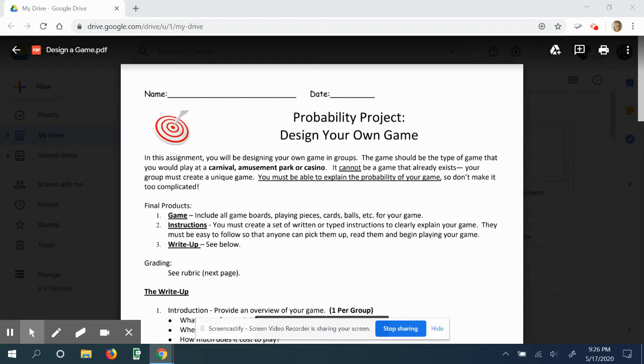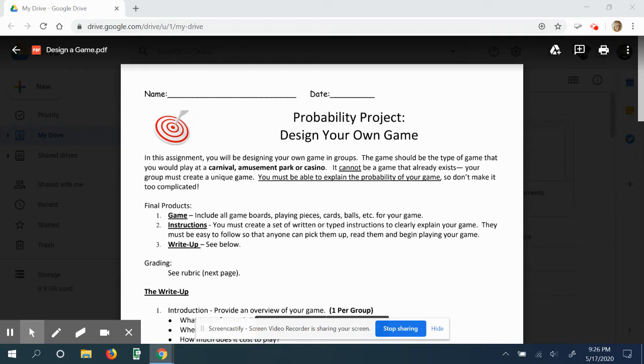Now, for this assignment, you design any sort of game that you'd like, anything like a carnival, an amusement park, or some sort of a casino game, maybe a board game that you would play at home with your family, something like that. So your job is to make one like that.